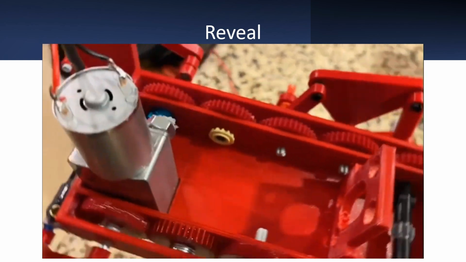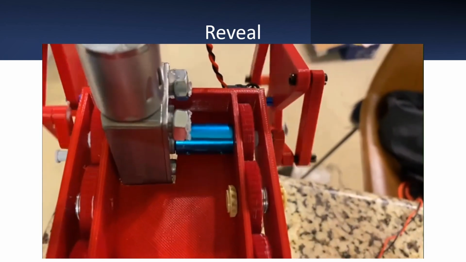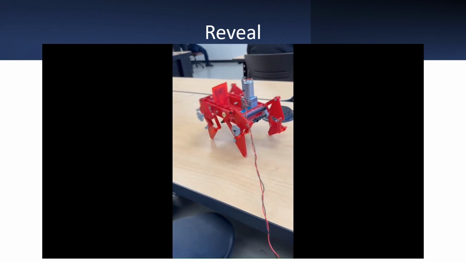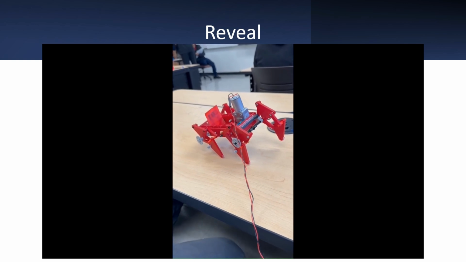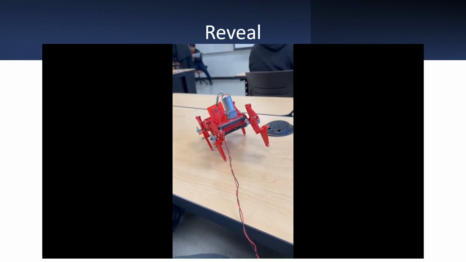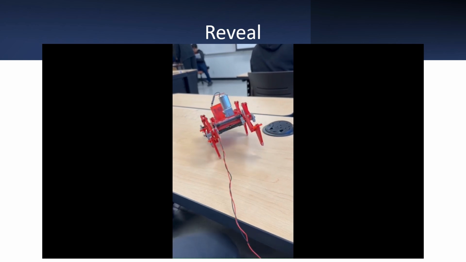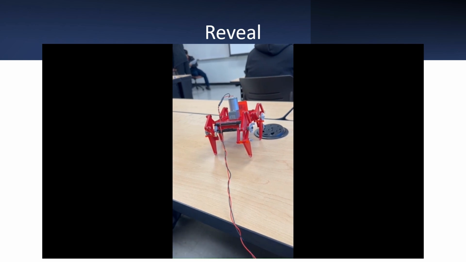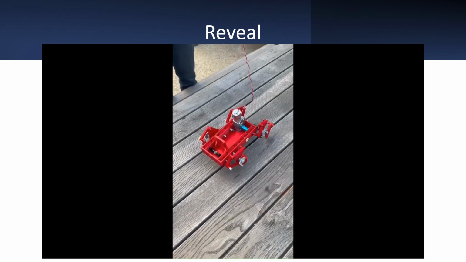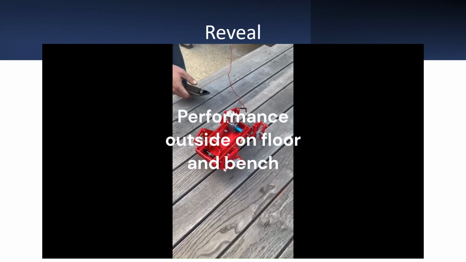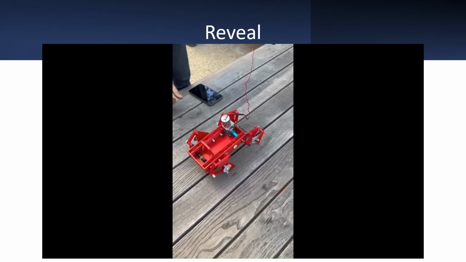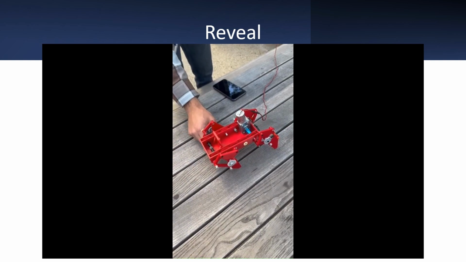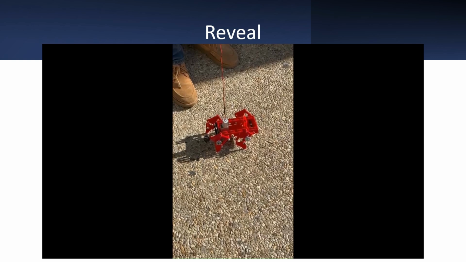Here you can see the top view of our robot and how the motor is working. Here you can see our robot trying to walk. As you can see, it is having trouble walking. Again, we try to walk it on a different terrain this time. We take it outside. Again, it is unable to walk. Now on the floor.